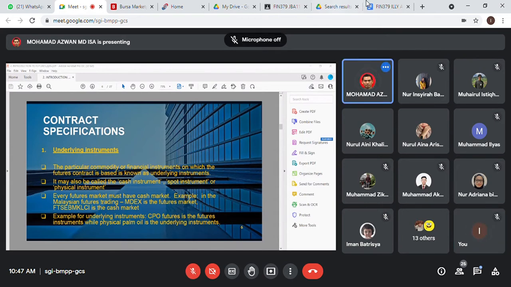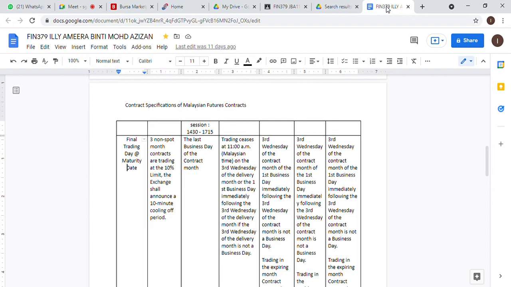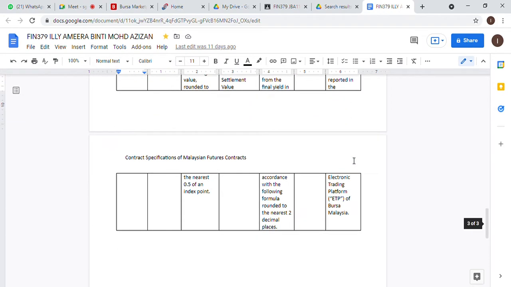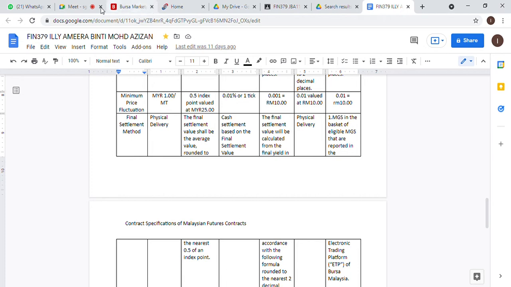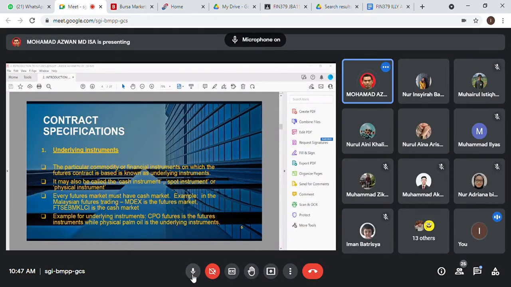Okay. What about the last trading day for FKLI? Of the month. So for November FKLI, 30th November lah kan? Betul tak? So 30th November holiday ke hari kerja? Hari apa? So it's okay lah. Kalau hari kerja maksudnya hari business lah. So FKLI for November contract will expire on that 30 lah. 30 November. Okay.